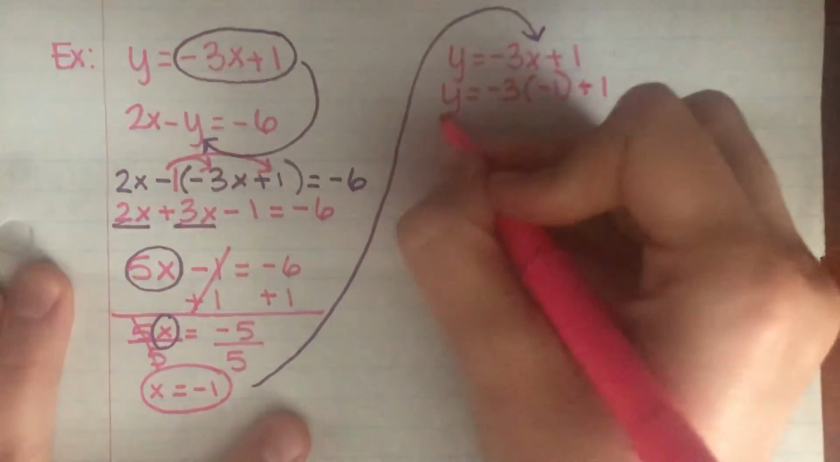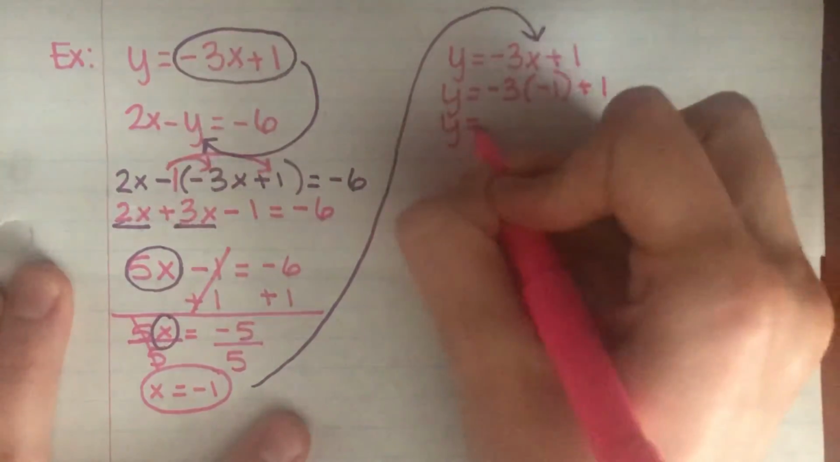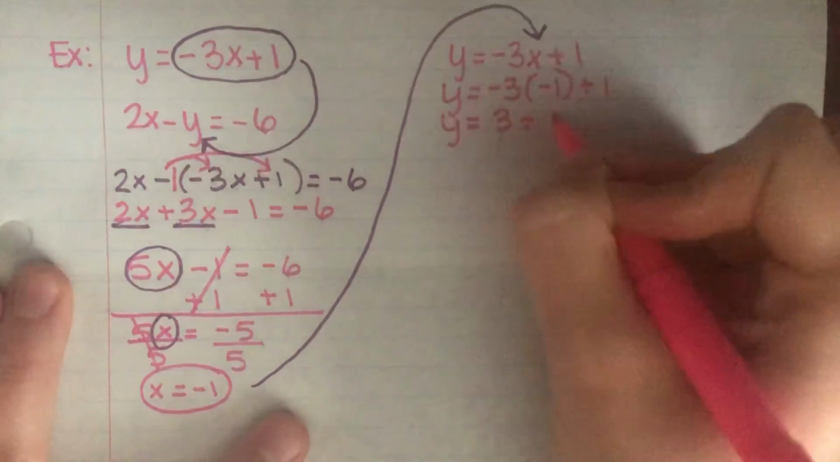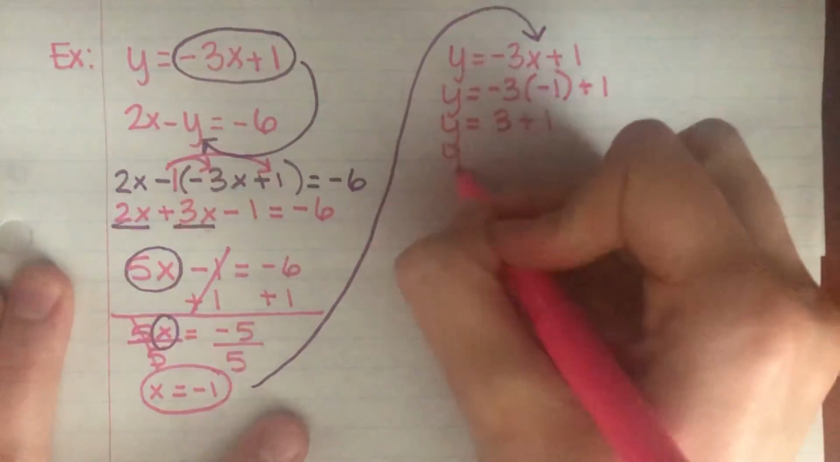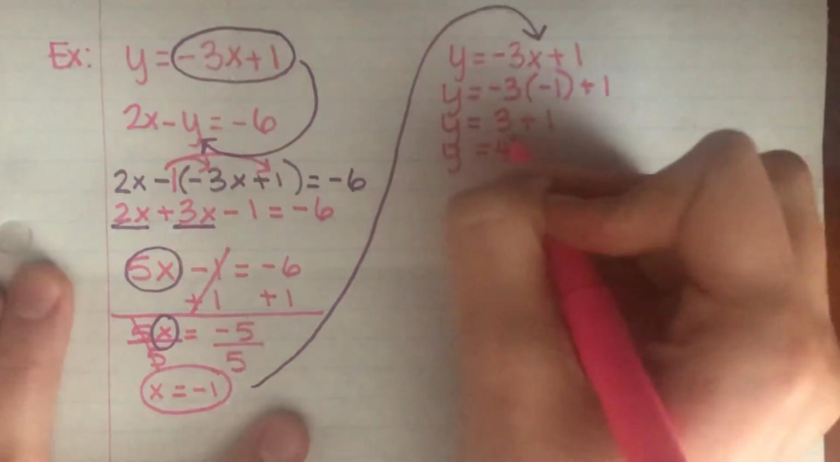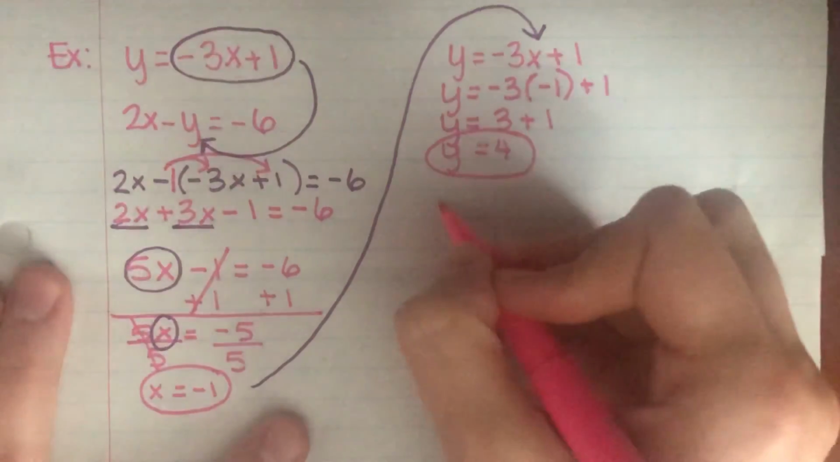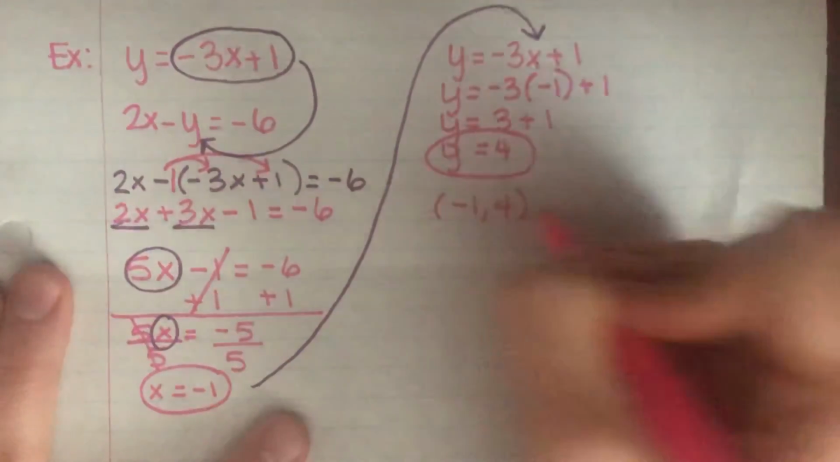All right, we're going to multiply negative 3 times negative 1, which is positive 3. And then I'm rewriting what I have left. All right, so y equals 3 plus 1. 3 plus 1 is 4. So now I've solved for y, and I can write my answer as an ordered pair. So this is negative 1, 4. Remember, we always start with x in our ordered pair.